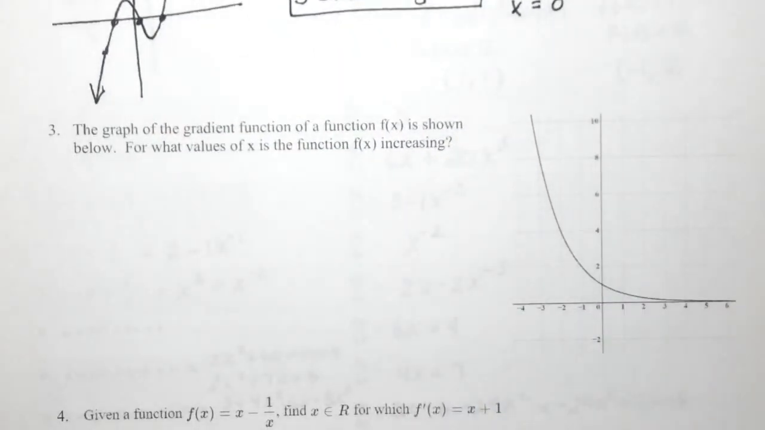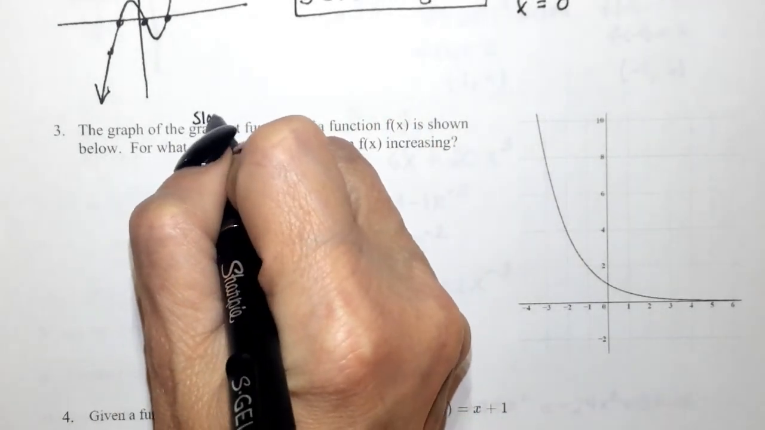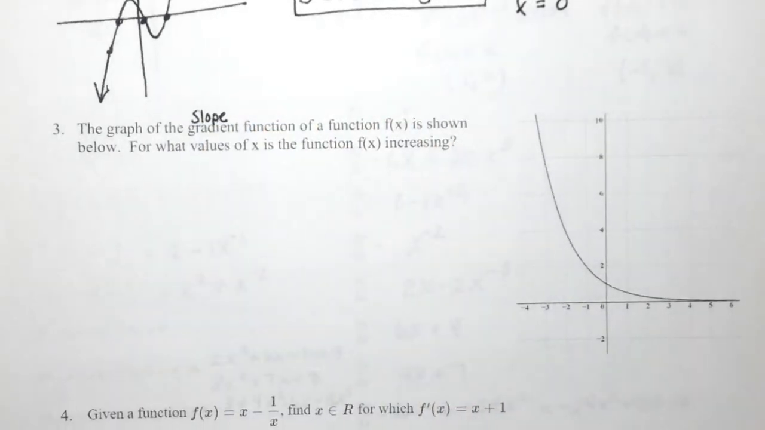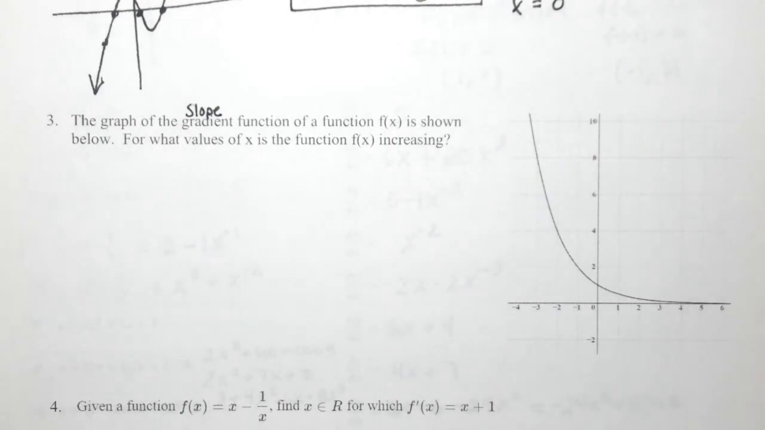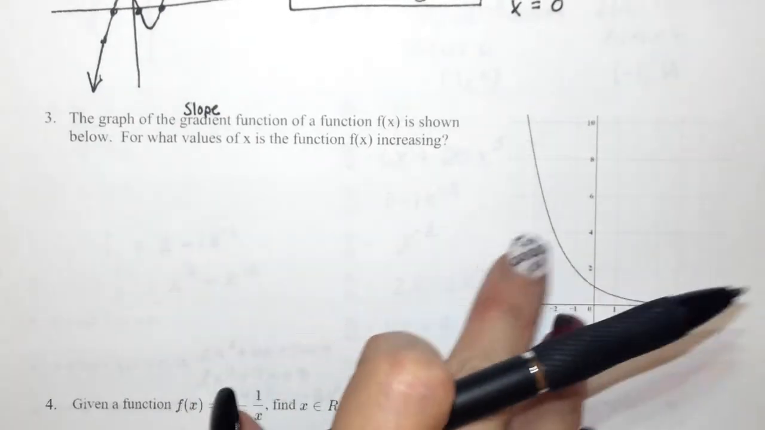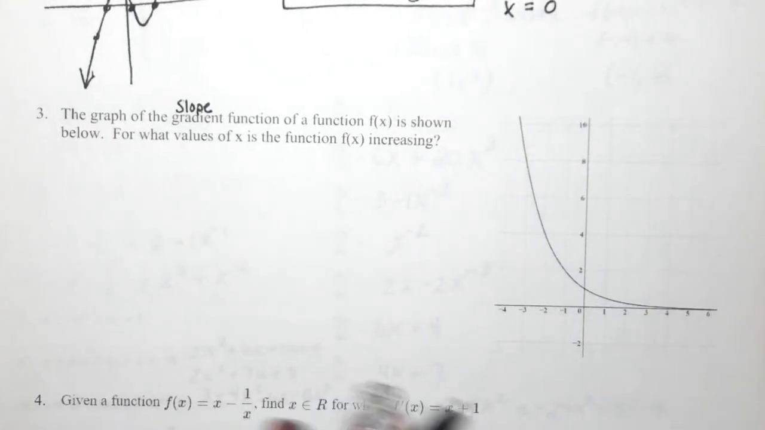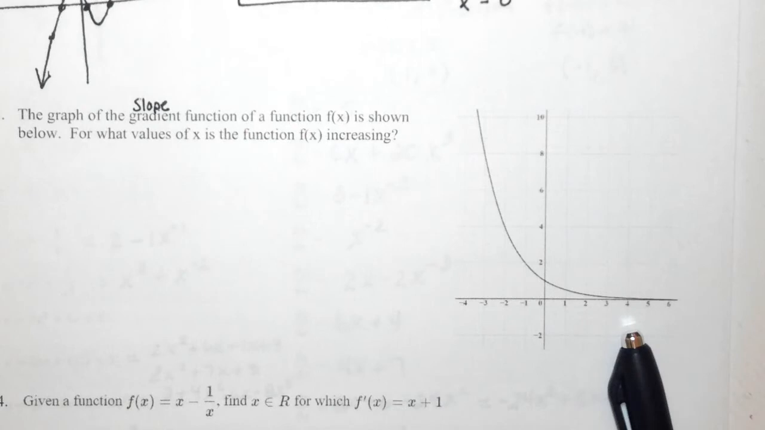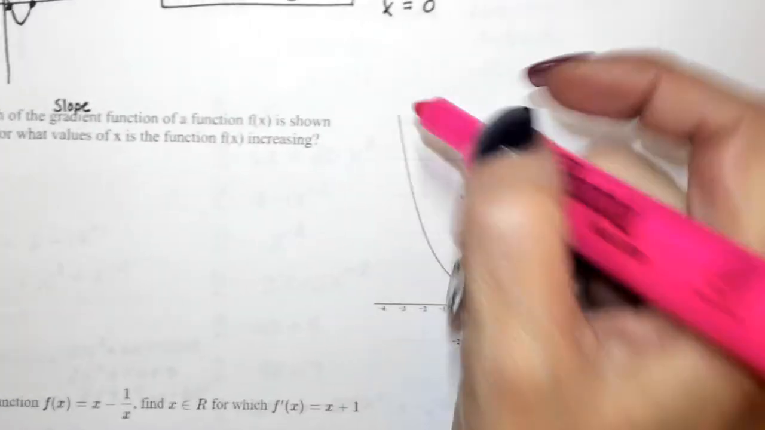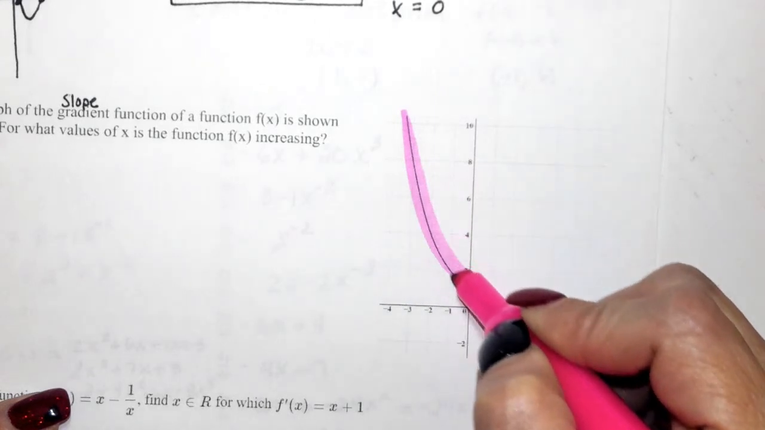Okay, the graph of the gradient. Remember, gradient is just a fancy word for slope. When you're working with derivatives, it's the derivative. The graph of the slope function of the function f of x is shown. So this is the derivative. For what values of x is the function of f of x increasing? If it's increasing, it would be a positive derivative. Well, pink is my positive.